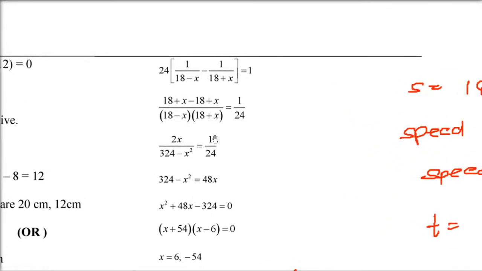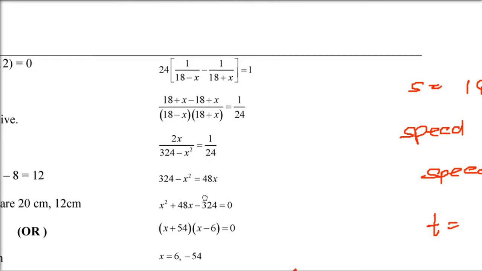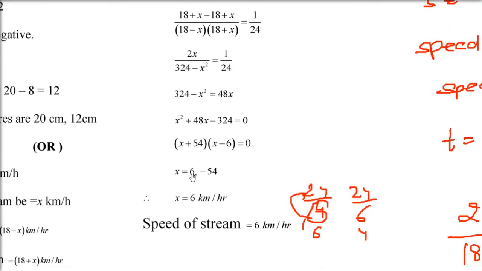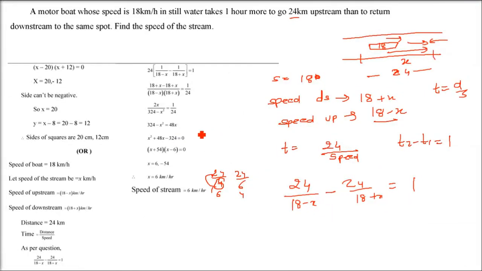Okay, just take 24 outside, 18 plus x here, 18 minus x here, 18 gets cancelled, 2x by 18 square minus x square, that is 2x by 324 minus x square, this equals 1 by 24. You are going to get two values of x, 6 and minus 54. X cannot be negative, speed cannot be negative. So 6 km an hour is the speed of the stream.